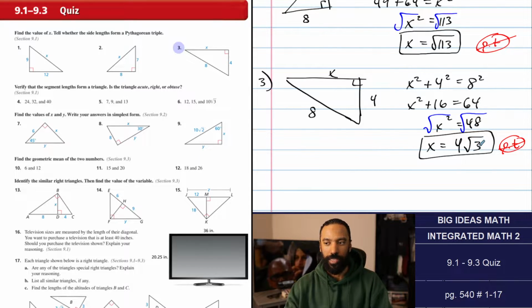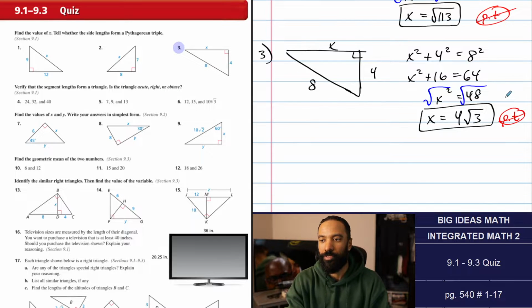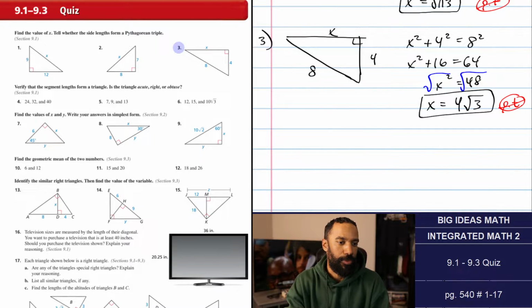Simplified radicals. You don't treat this 3 as an integer. No. It's the square root of 3, not an integer there.